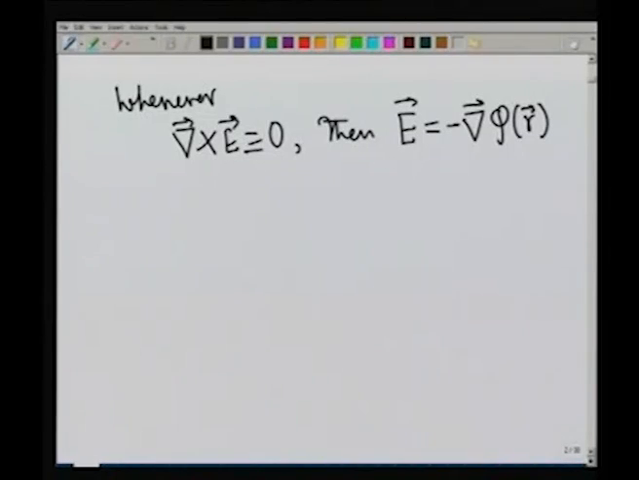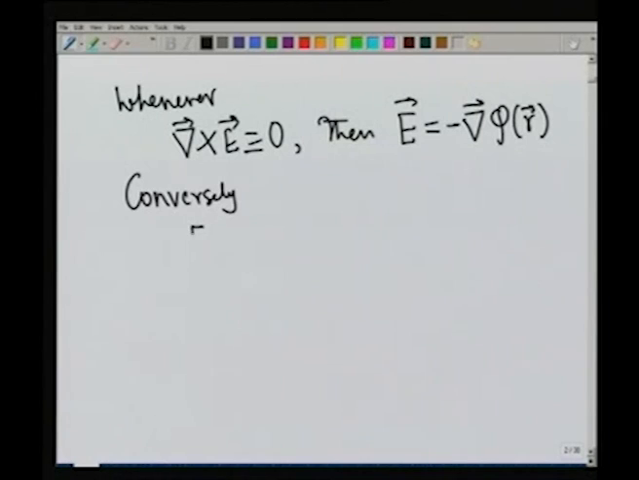So what the theorem tells you is that whenever curl of E is equal to 0, what do I mean by equal to 0? It is identically equal to 0 everywhere, all over the space without any exception. Then E can be written as minus gradient phi of r all over the space. On the other hand, there is something that you can very easily verify, and that is conversely.